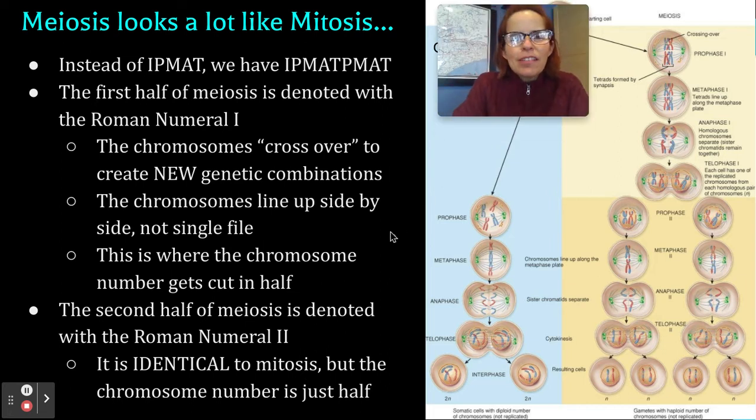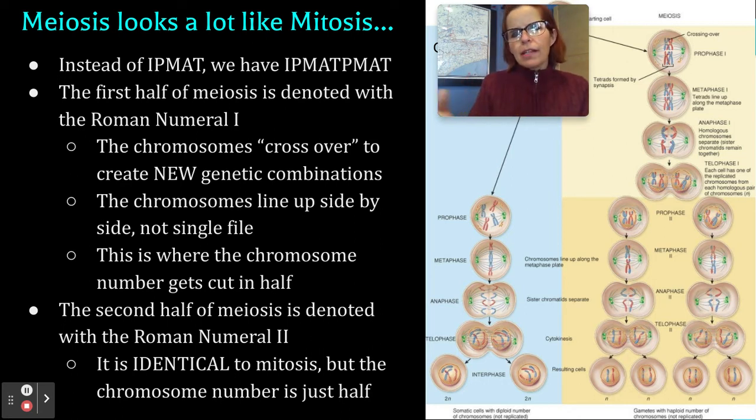Okay, so it says meiosis looks a lot like mitosis. Instead of the phrase IPMAT, interphase, and then prophase, metaphase, anaphase, telophase, remember that interphase isn't actually one of the stages. That's its sort of normal stage where it's doing its thing. So really, mitosis starts with prophase. So prophase, metaphase, anaphase, telophase.